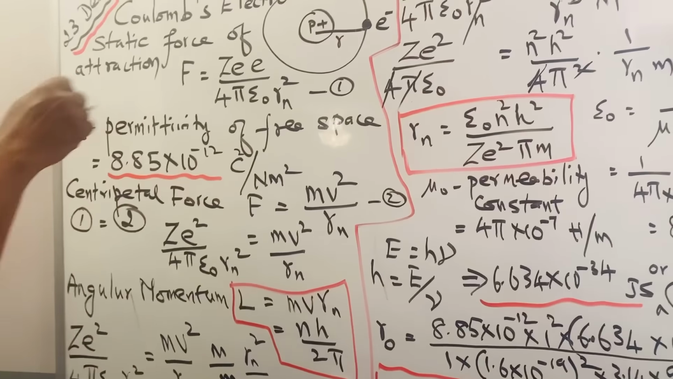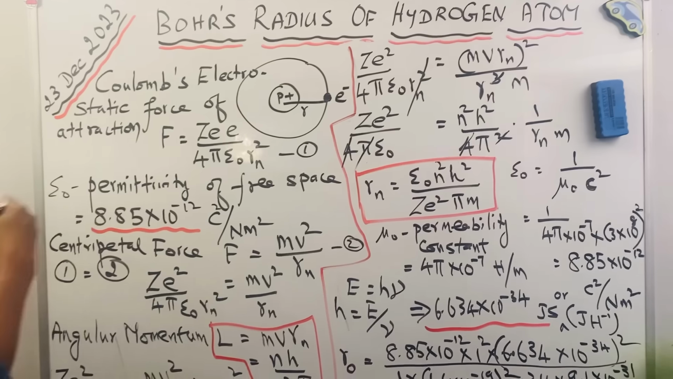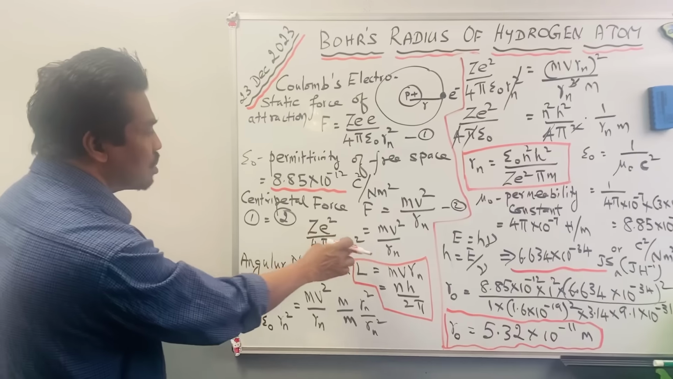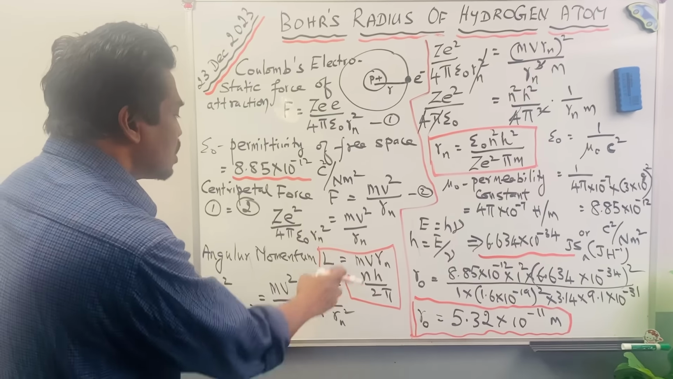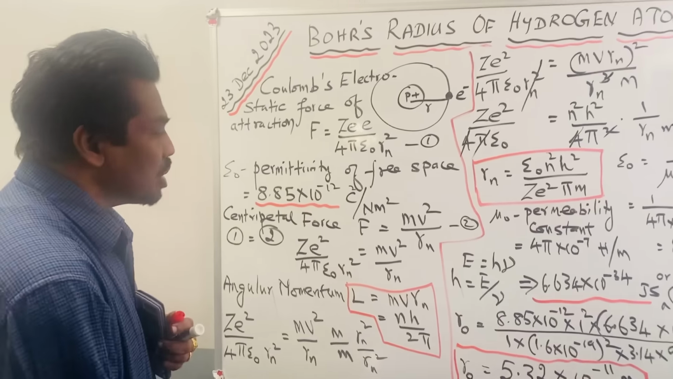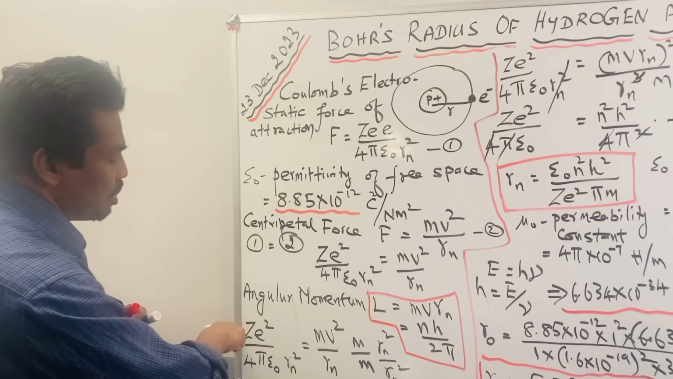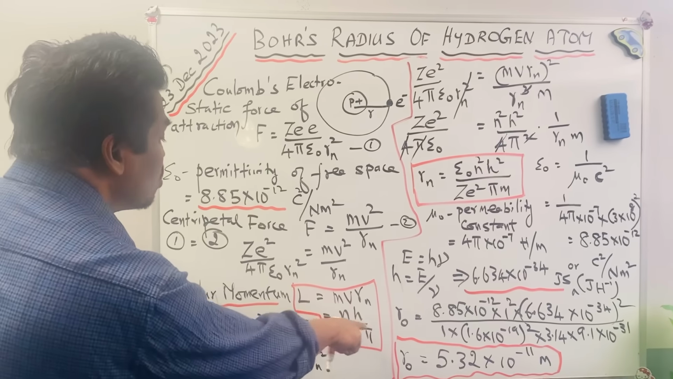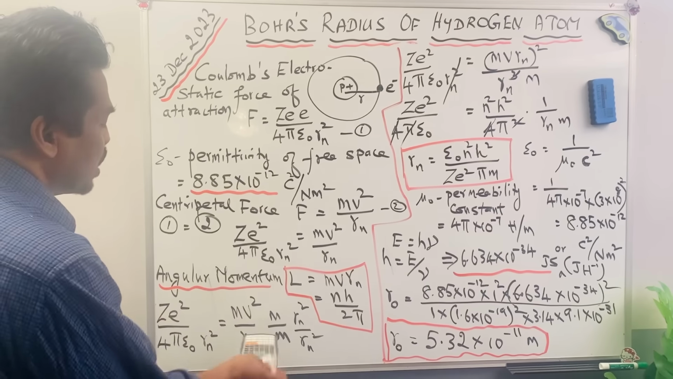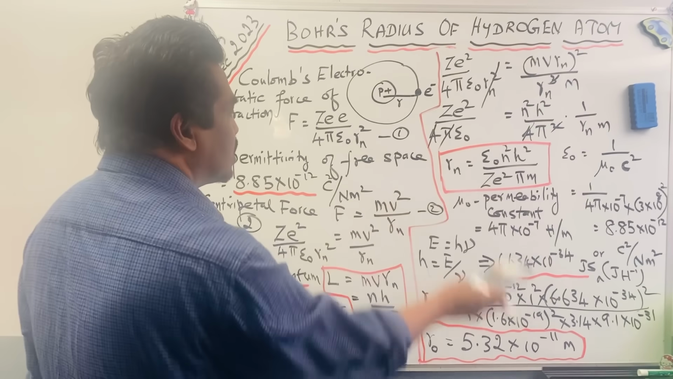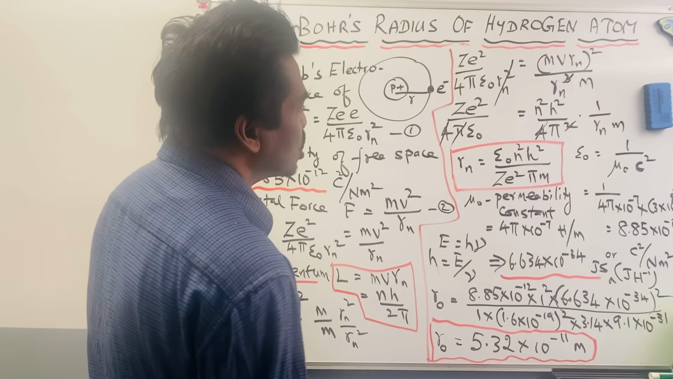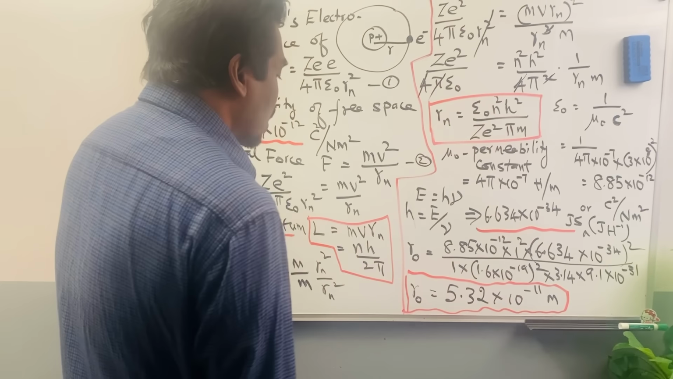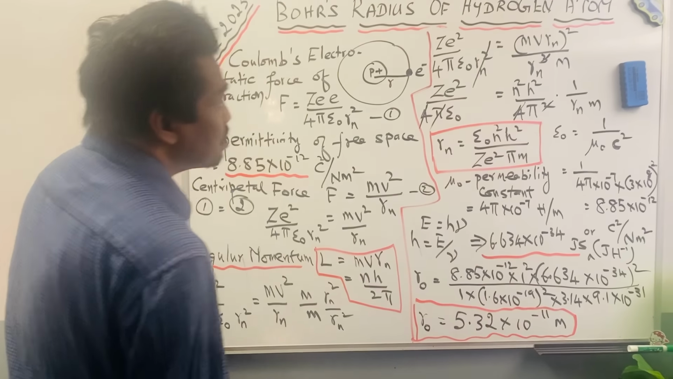So here I explained about the forces. There are two forces. One is Coulomb's electrostatic force and another force is centripetal force. The two forces are equal. So by equalizing the two forces, I got this equation with mv square by Rn. Then we have to remove the value of v because we do not know anything about the velocity. So we use the Bohr's angular momentum postulate L equal to mv Rn, that will be equal to nh over 2 pi. We replace it by using algebraic manipulation. Then we got the final answer, Rn is equal to epsilon 0 n square h square over z e square pi m. Then I substituted all the values and I got the ground state radius as 5.32 into 10 to the power negative 11 meters.